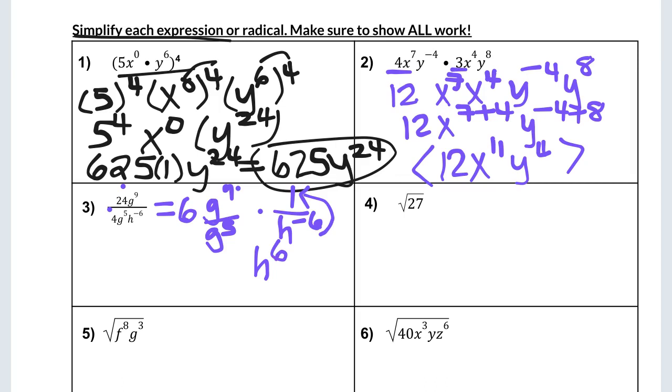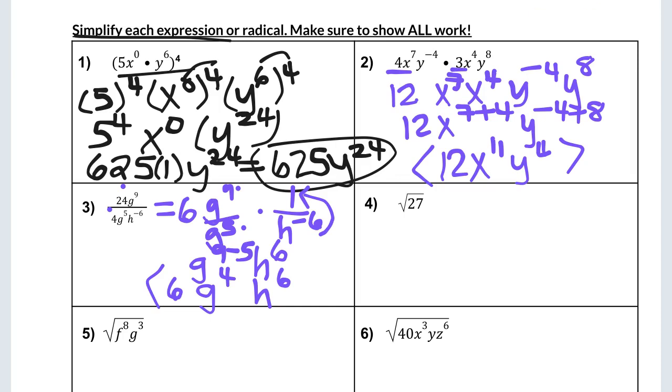And then quotient rule allows us to subtract 9 minus 5 for the exponent of g. 9 factors of g in the numerator, 5 factors of g in the denominator. 5 of them will cancel, leaving us just with 4 factors of g and 6 factors of h. Preceding that, we have a coefficient of 6. That is all of the examples for simplifying with laws of exponents.